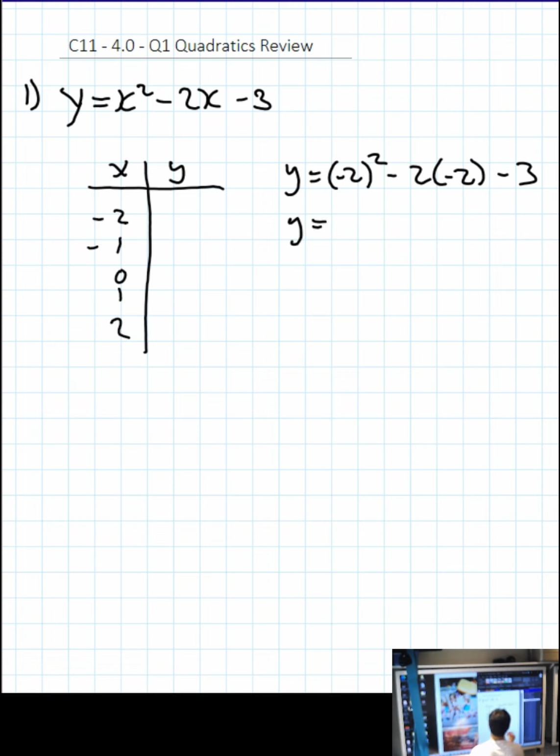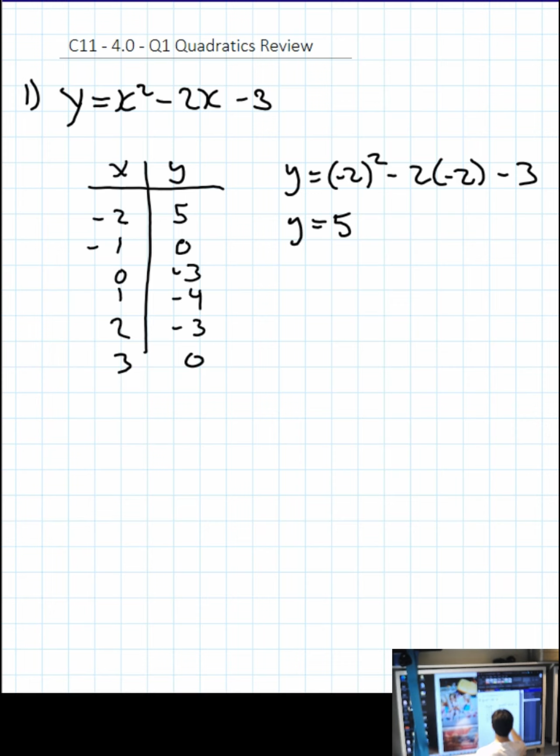We have y equals 5, so we can put that in the table. And then I'm just going to give you the rest of the values. So negative 1, 0; 0, negative 3; 1, negative 4; 2, negative 3. And we may as well go for another point, 3, comma 0. Good. So let's graph this thing.